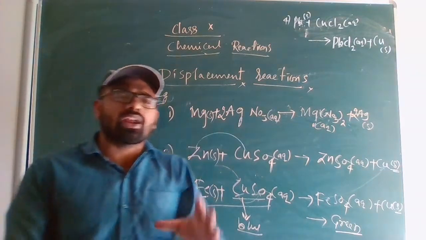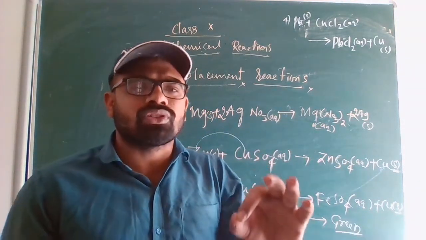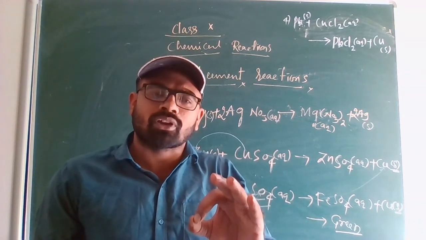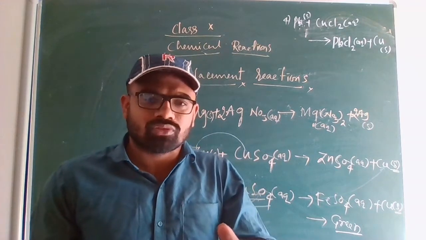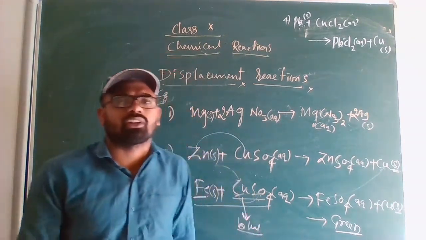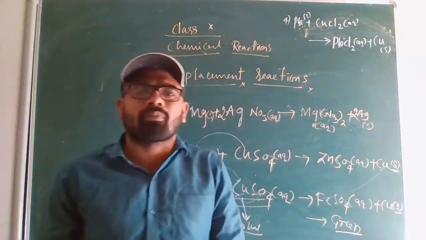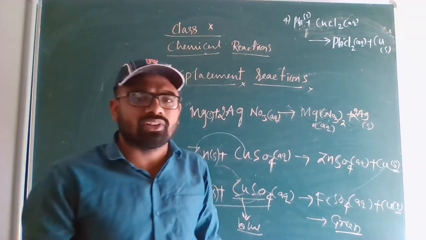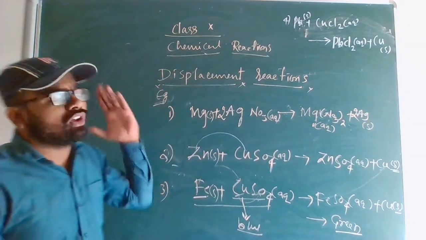See, the chloride solution, nitrate solution and sulfate solution will be aqueous. CuCl2, copper chloride, aqueous. CuSO4, copper sulfate, aqueous. MgSO4, aqueous. Sulfate, chloride and nitrate solutions are aqueous, remember. Other than that, Pb, Mg, Zn, these all are metals. They are in solid state. That one you can easily remember. So that is the fourth example.